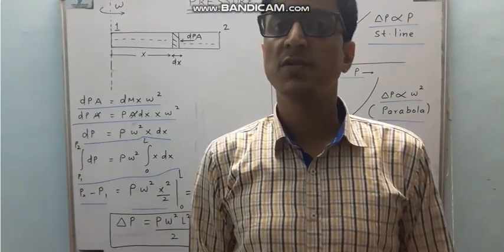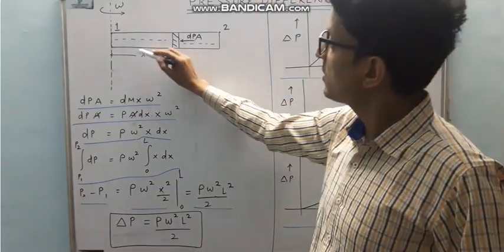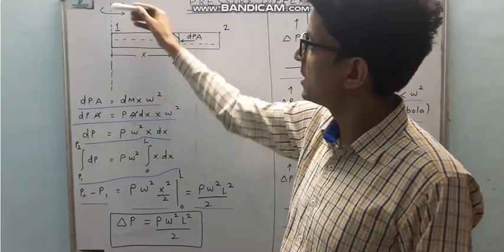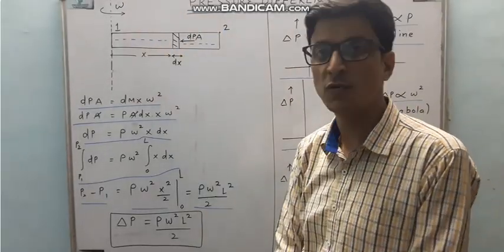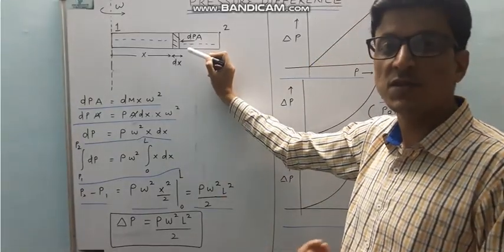Today I'll discuss pressure difference in a rotating tube. So here we have a rotating tube which is rotating about an axis passing through the end and perpendicular to the length of the tube. So liquid will be forced to come out because of the centrifugal force.